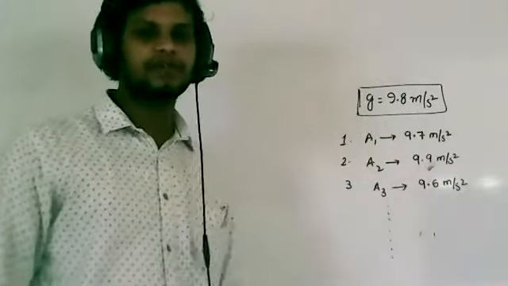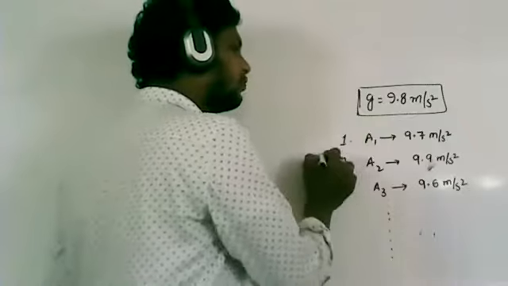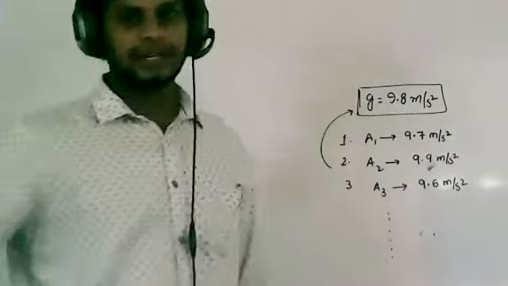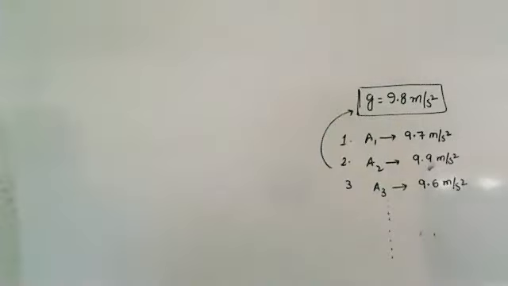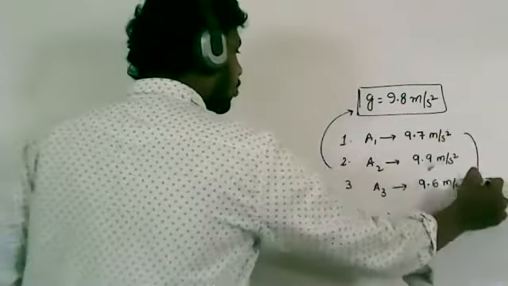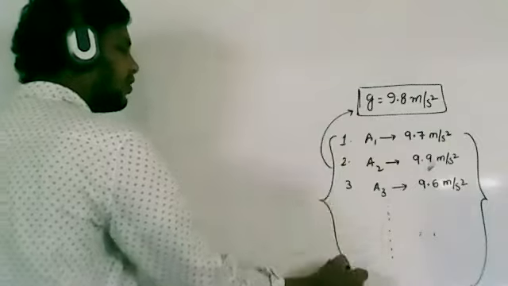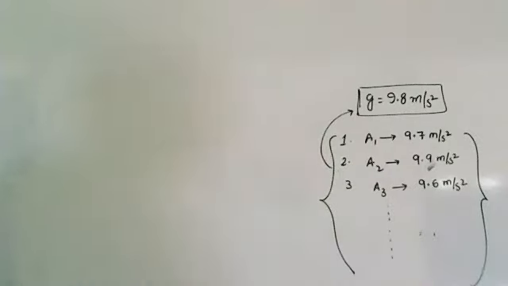If I take the average of all these values, this value will give a result close to the g value, or true value. The average of all these values will give the true value.